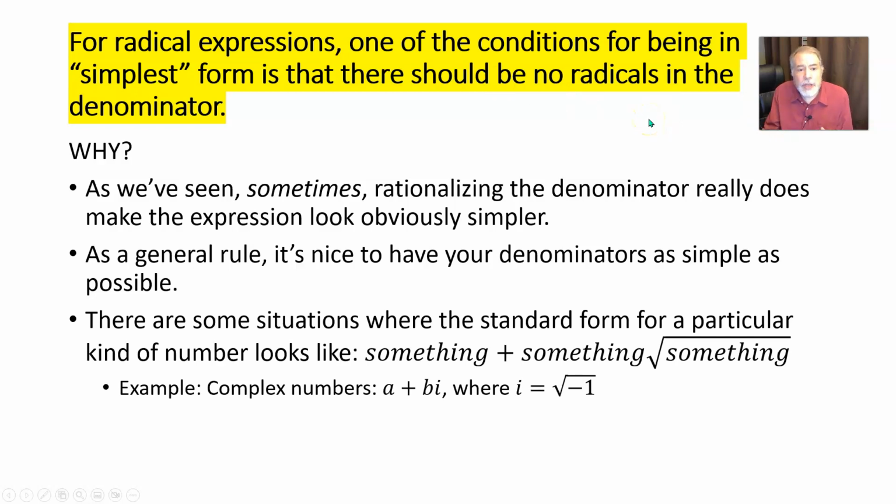And there are some situations in areas of advanced math where the standard form for a particular kind of number looks like something plus something times the square root of something. You've got one part that's just a number by itself, and then another part that's a number times the square root of another number. And an example of that you may be familiar with, that you may have studied, is complex numbers.